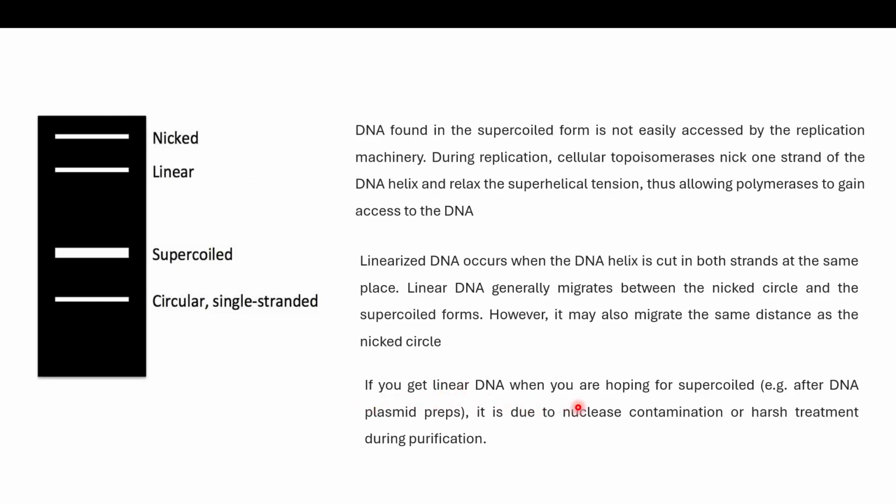When we do plasmid preps, we hope for the supercoiled species. You see, this is a thicker band, and this ideally should be more in number. If you get linear DNA when you are hoping for supercoiled DNA after plasmid preps, it is due to nuclease contamination or harsh treatment during purification. This can also give you a quality check, to show how good your plasmid prep was.